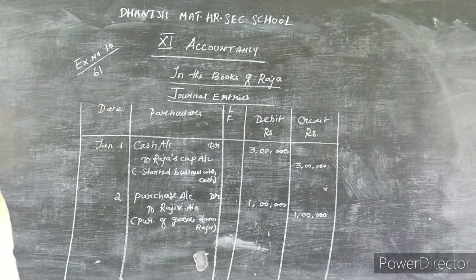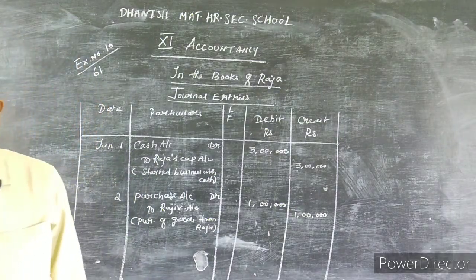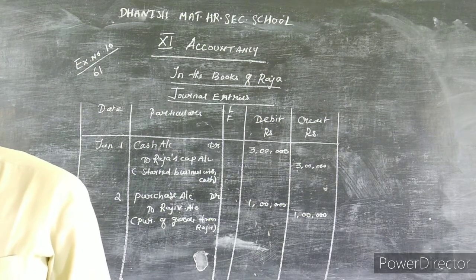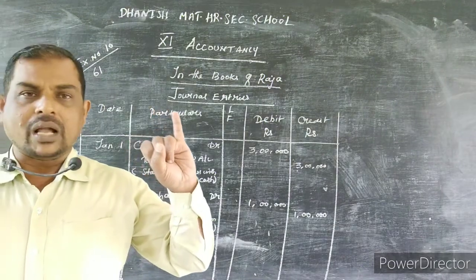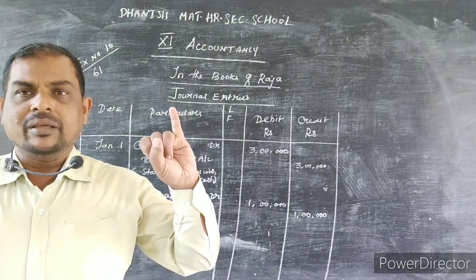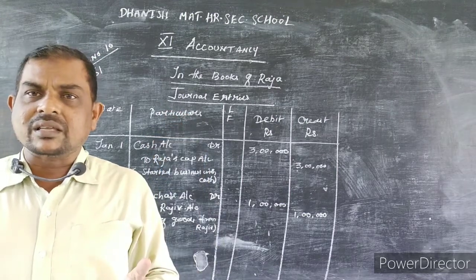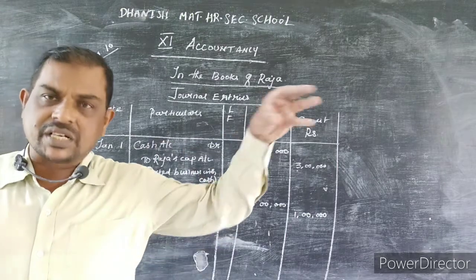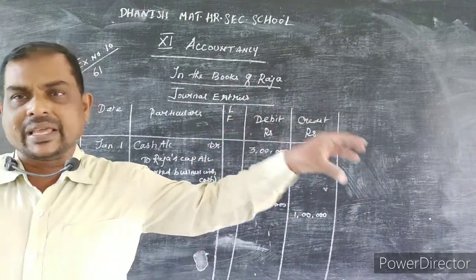Purchase of goods from Rajiv. Okay, read the third transaction. The third transaction is cash deposited with the bank. Here, cash is one account and bank is another account. From the business, Rajiv is taking some cash and depositing it into the bank. So cash is a real account, bank is a personal account.